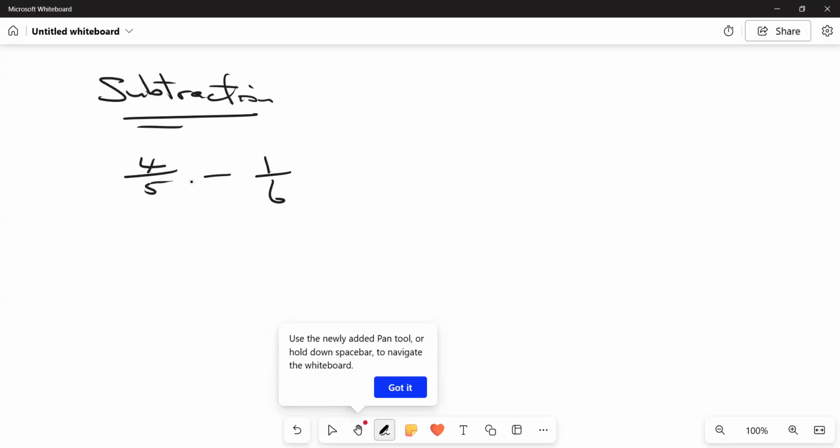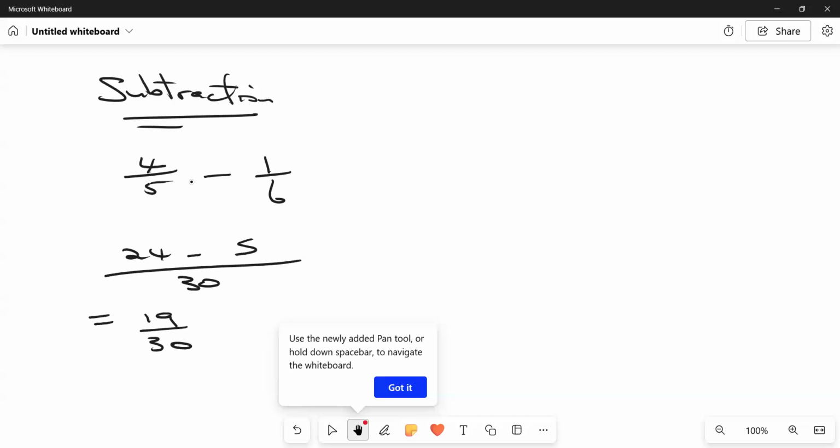Very similar to addition, just that you're going to do subtraction now. Find the LCM of 5 and 6, which is 30, right? And 5 into 30 is 6. 6 4 is 24. Minus 6 into 30 is 5. 5 1 is 5. So you end up with 19 over 30. That's it. 5 from 24 is 19. Good, simple as that.